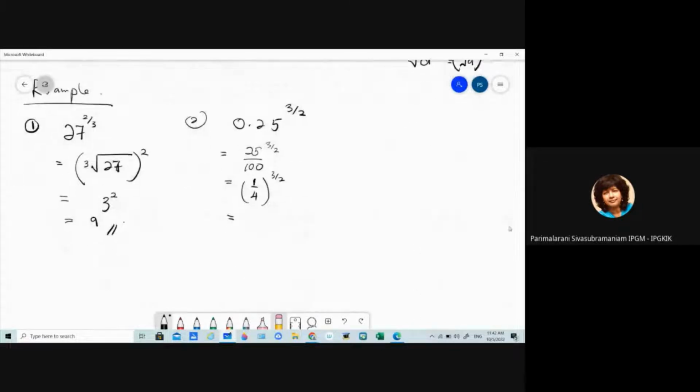So when we have a fraction like this, the power is for the denominator and the numerator. Okay, so that means this actually means 1 to the power of 3 over 2 over 4 to the power of 3 over 2. 1 to the power of anything is 1. Okay, so now we have 4 to the power of 3 over 2. This is actually square root of 4, cubed. So this is 1 over square root of 4, which is 2. 2 times 2 times 2 is 8. So the answer is 1 over 8.